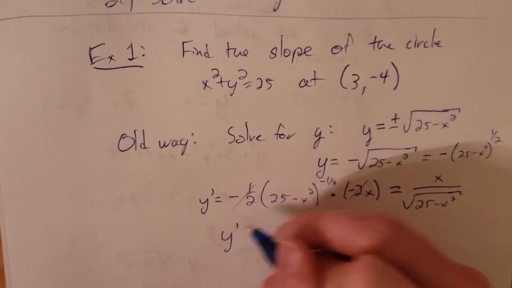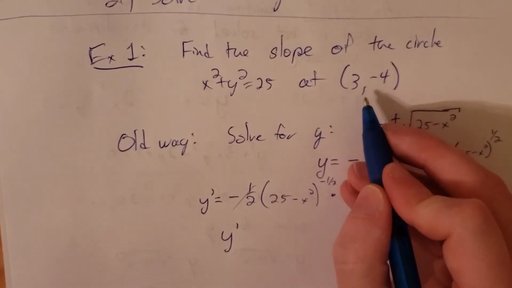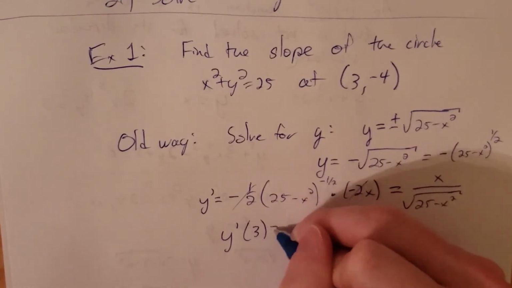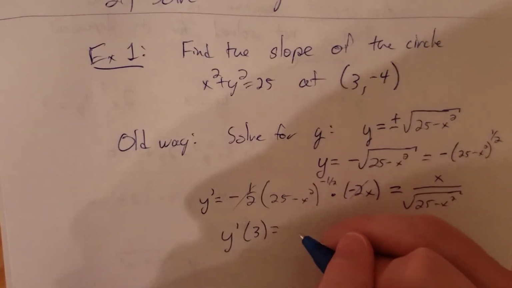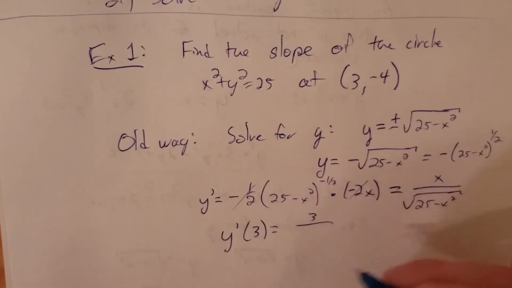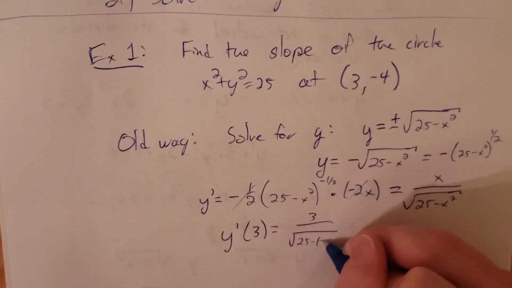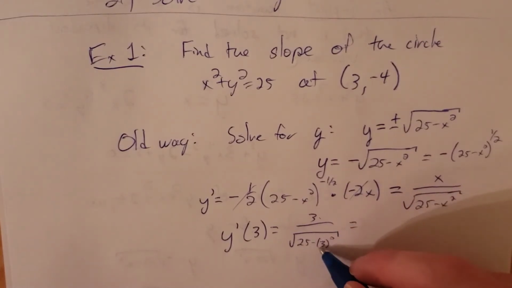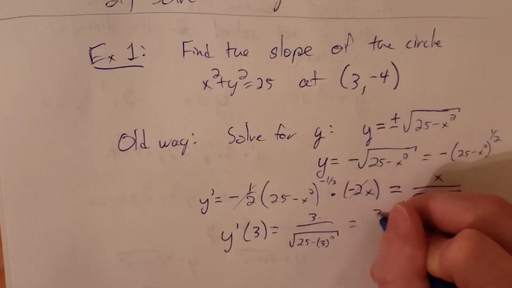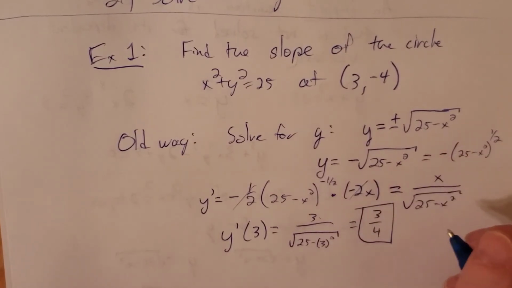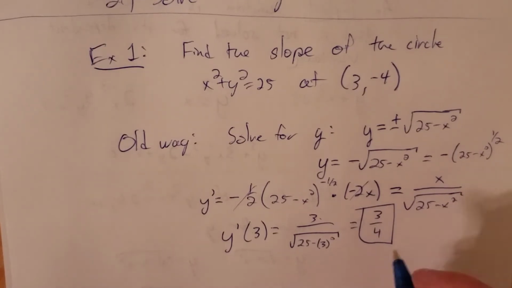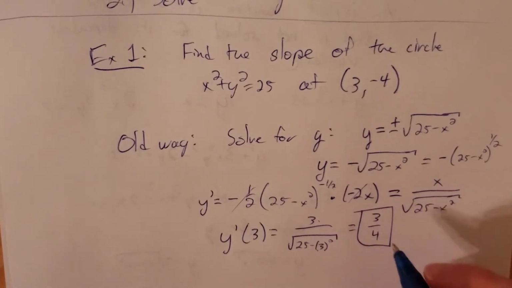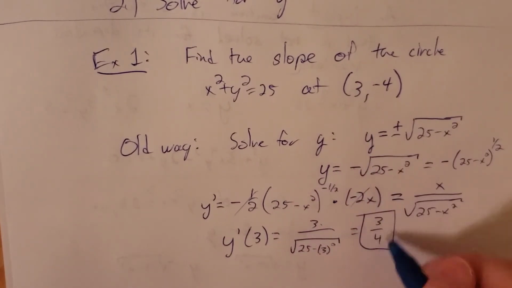Then we want to know what the derivative is at the point (3, -4). So this is y prime evaluated at 3, and so we just plug in 3 here. This is 3 over the square root of 25 minus 3 squared. So this is 3 over, let's see, 25 minus 9 is 16, square root of that is 4. So this is 3 over 4. So we get that the slope of the tangent line on the circle x squared plus y squared is equal to 25 at (3, -4) is 3/4.